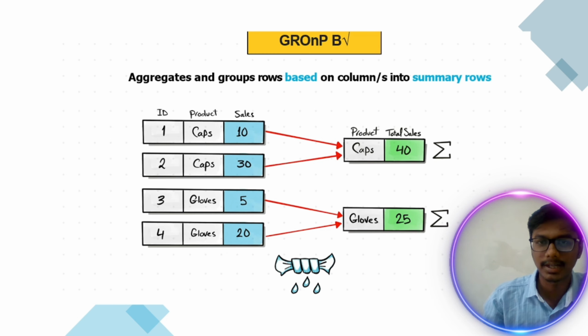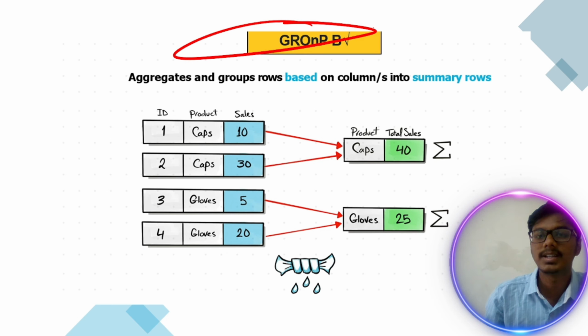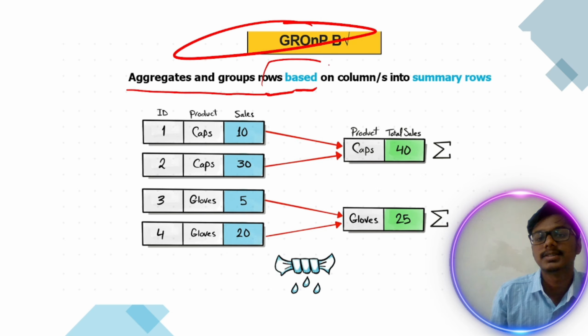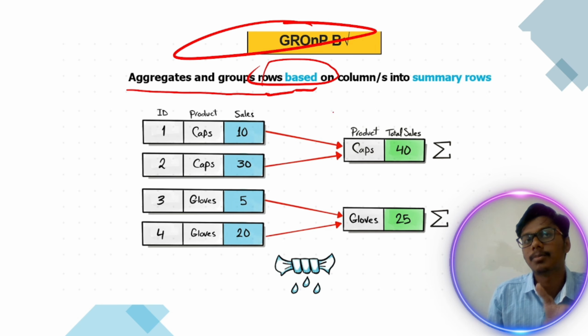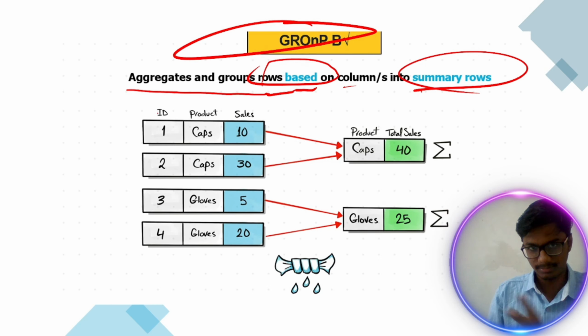Everything is free, right? So now let's discuss GROUP BY. What does GROUP BY mean? We are going to aggregate and group, row based. GROUP BY is all about row-based aggregation, right? Rows based on columns into summary rows. This definition is not good, so I am explaining it with an example.